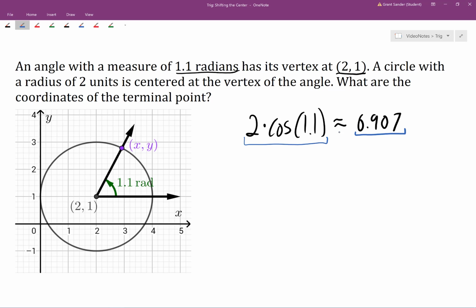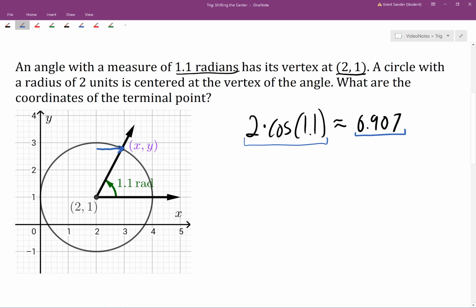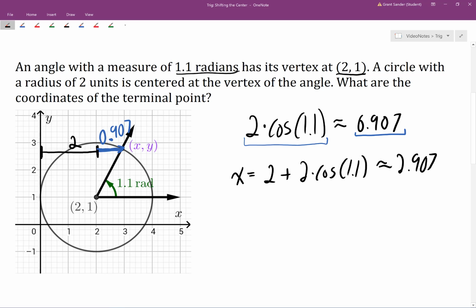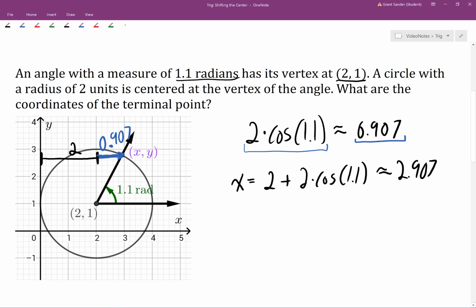So if we look at our diagram, the terminal point's distance to the right of the center of the circle is right there. This blue vector represents that distance, and that distance is that 0.907. But we notice that the center of the circle is already 2 units to the right of the y-axis, based on where the vertex of that angle is. So we start with 2 units away from the y-axis, and then we have an additional 0.907 units to the right of that. Therefore the x-coordinate of that terminal point should be 2 plus 2 times cosine of 1.1, or that 0.907, and that gives us a value of approximately 2.907. If we look back at our coordinate system, the x-coordinate is a little less than 3, so we're doing pretty good there.